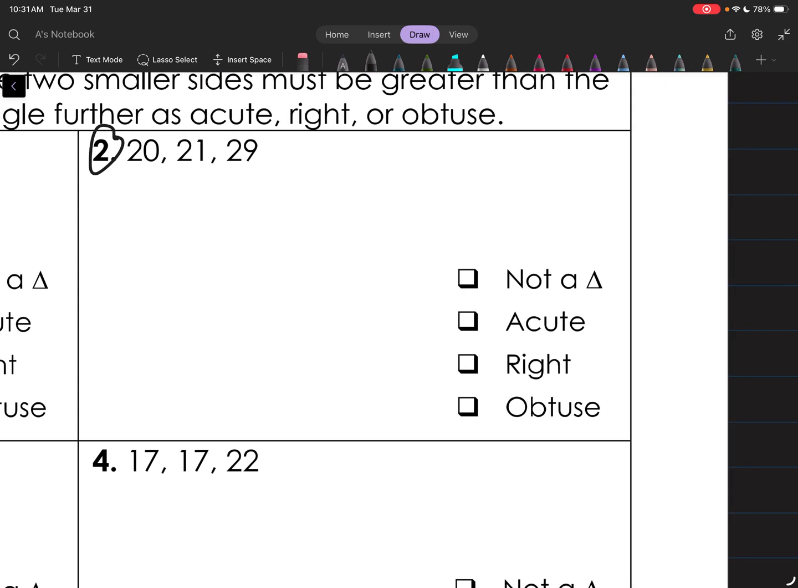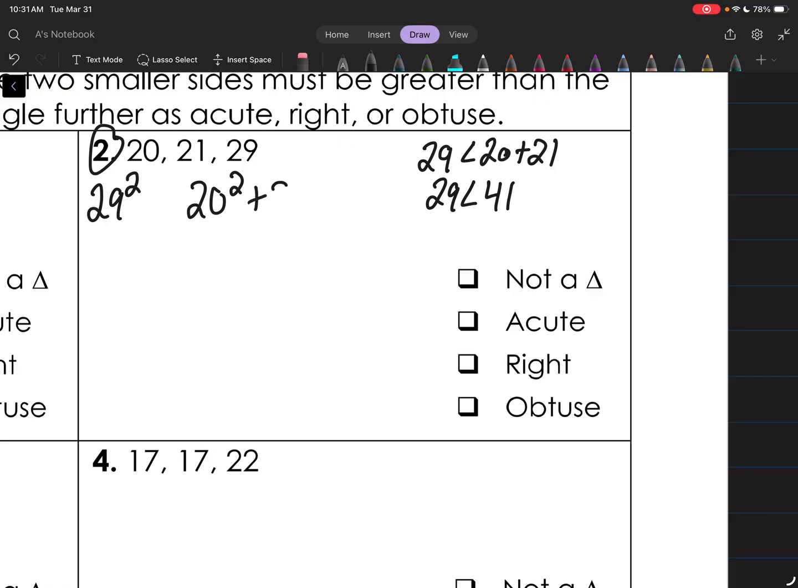2. 29 needs to be less than 20 plus 21. 29 is less than 41. 29 squared, 20 squared plus 21 squared. This is 841. 20 squared is 400. 21 squared is 441. So this is 841 also. These are equal. I have a right triangle.